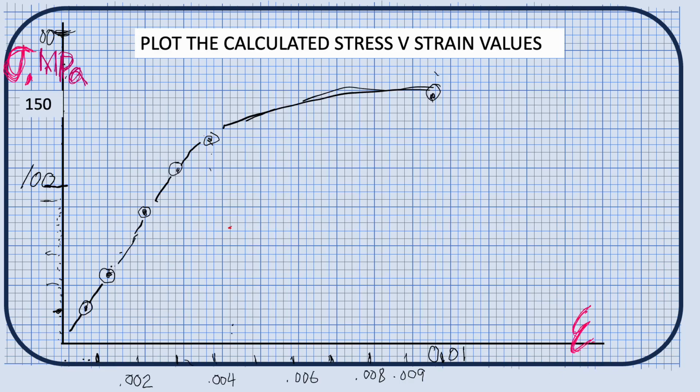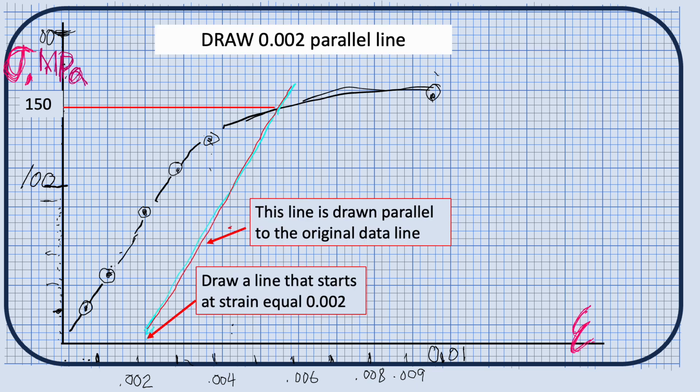So this is a little bit messy looking. It's a hand-drawn deal, but I plotted the data and then I drew a line through the data. And you can see that we have a linear region and a nonlinear region. Okay, so now that that's drawn, I can calculate yield strength like this.